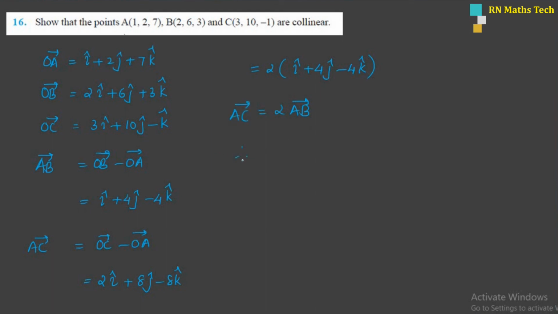Therefore vector AC is parallel to vector AB, and A is the common point. Therefore A, B, C are collinear. Okay. Now 17. Show that the vectors form the vertices of a right triangle.